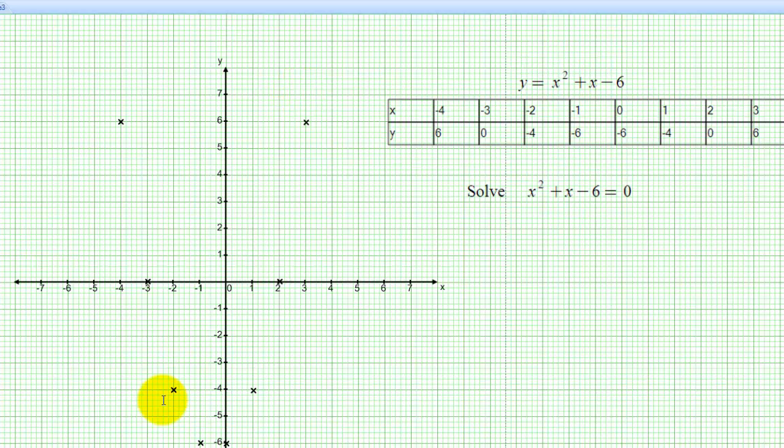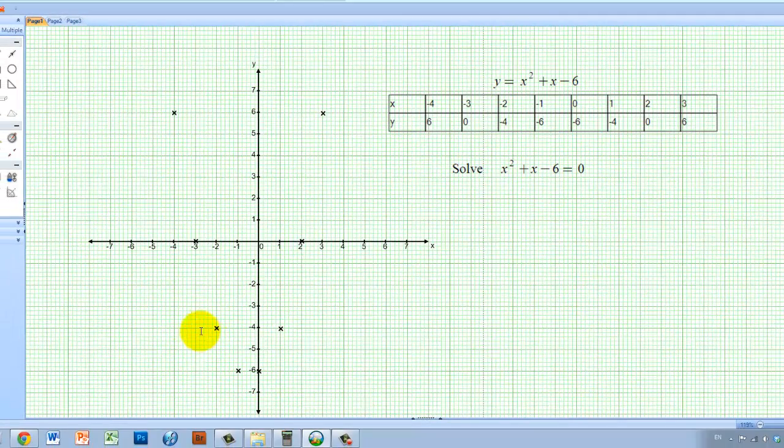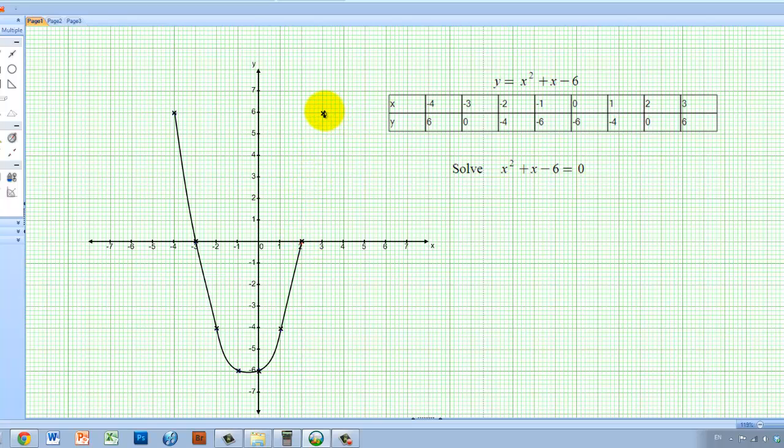After plotting the points, you may now use the curve ruler to join the points. Do you know what is the shape of this quadratic curve? Yes, it will be U-shape. Now make sure your curves cut through all the points that you have plotted. Next, we will write down the equation of this curve. Y is equals to x squared plus x minus 6.